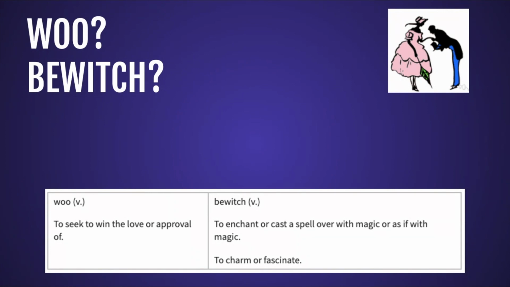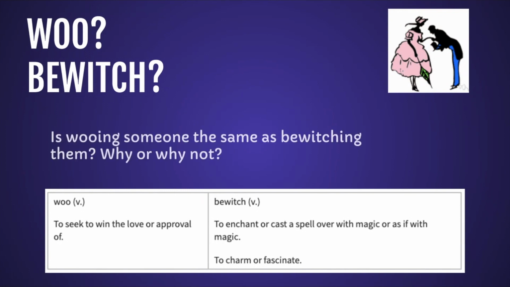For the definitions for this book, the main definition for bewitch is to cast a spell or magic over, right? So we're going to be talking about if some of the main characters are either wooing the person they want to be in a relationship with or bewitching them, okay? So I want y'all to think, is wooing someone the same as bewitching them? Why or why not? Let's think about that question a little bit.